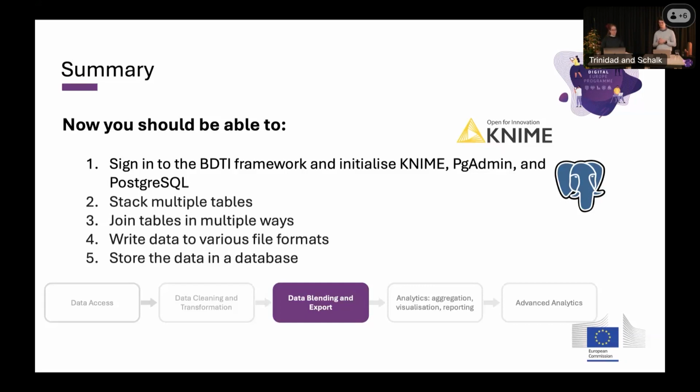Then we also learned how to join multiple tables based on a key. So organizations had a project ID, and projects had a project ID, but different columns. So we wanted to join them with the different information to enrich our data table. Then we wrote the data to different file formats. In this case, we just saw CSV, but there are multiple other formats. We can do JSON, export to Excel, and so on and so forth.